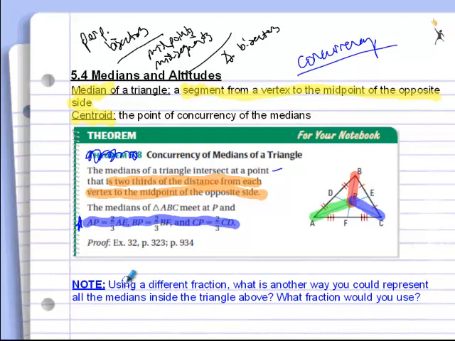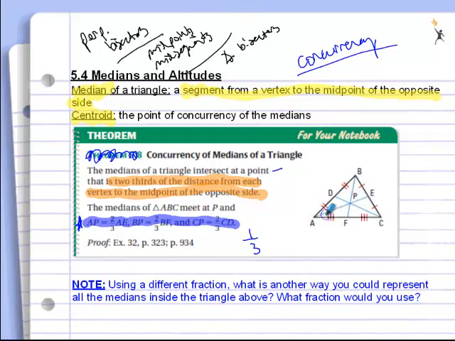Now, here's a little note. Using a different fraction other than 2/3, what is another way you could represent all the medians inside the triangle? And if so, what fraction would you use? Well, there's a fraction similar to 2/3 that we could use. Instead of talking about these distances, what if we started talking about these distances? We wouldn't be talking about 2/3 anymore. Do you know what fraction we'd be talking about? We'd be talking about 1/3. And let me show you what I mean.